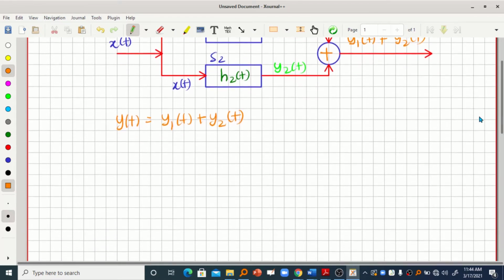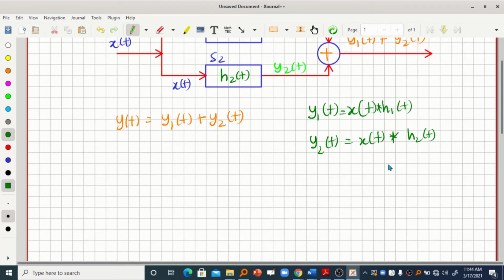Now we know that y1 of t is actually what? It is the interaction between the signal x of t and the impulse response h1 of t, right? What interaction? It is convolution. And what about y2 of t? y2 of t is the interaction between the same input x of t and h2 of t. What interaction? That is again convolution, right?